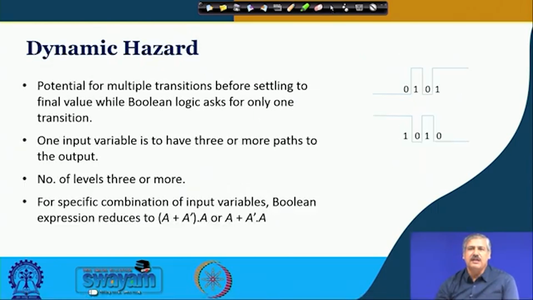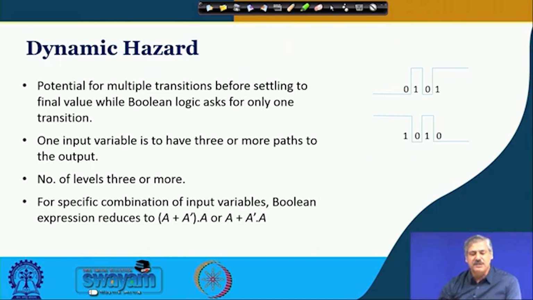So, we shall now discuss dynamic hazard. A dynamic hazard is a case when there is a potential for multiple transitions. The circuit is required to make one transition from 0 to 1 or 1 to 0, but it is making more than one transition. So, this is what is known as dynamic hazard. Basically, the changes are the way we have seen on the right hand side.